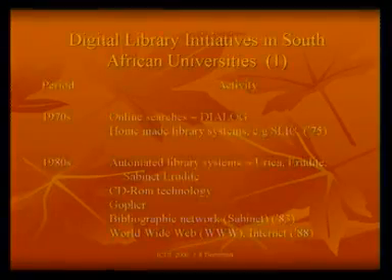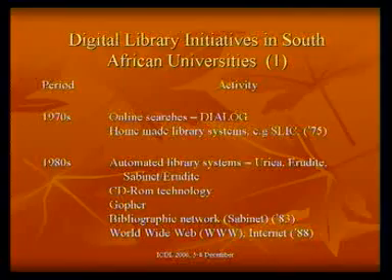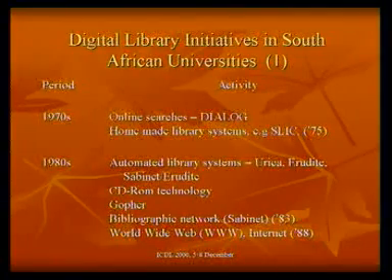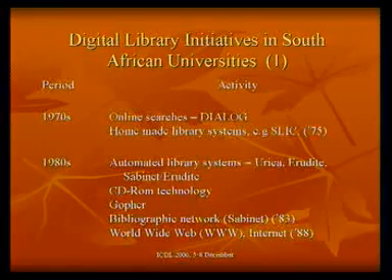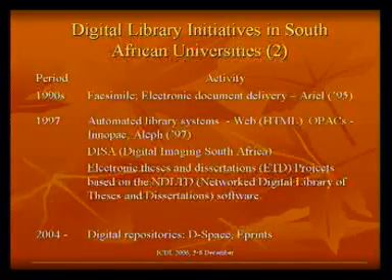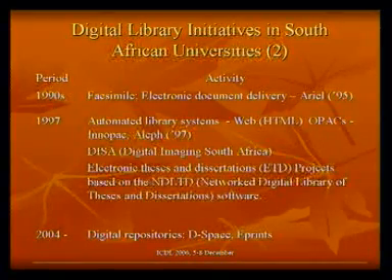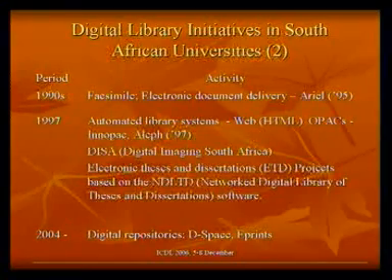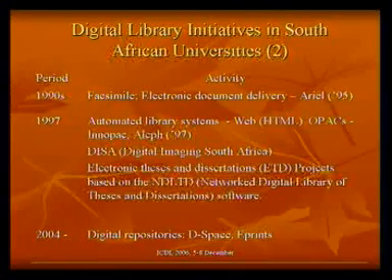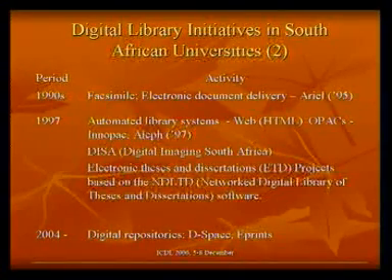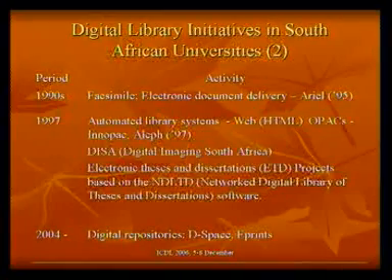I look at the digital library initiatives in South Africa. There are various initiatives which many of you are familiar with. In the 70s, there were online searches. In the 80s, we had automated library systems, Eureka, Erudite. We had the Gopher, the Bluetooth Network, the World Wide Web. In the 90s, we went on to electronic document delivery, again, OPAC library systems. We started digitizing in 1997. Thereabout, we started things like digital imaging of South Africa and electronic theses and dissertations. Projects started in South Africa in 1996.